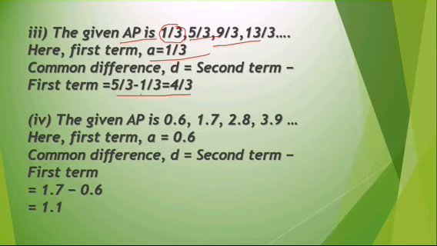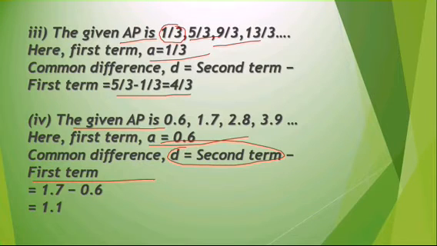Now next question. The given AP is 0.6, 1.7, 2.8, 3.9 and so on. So we can observe that the first term is 0.6. The common difference will be second term minus first term, that is 1.7 minus 0.6. So the common difference is 1.1. So let's move to the next question.